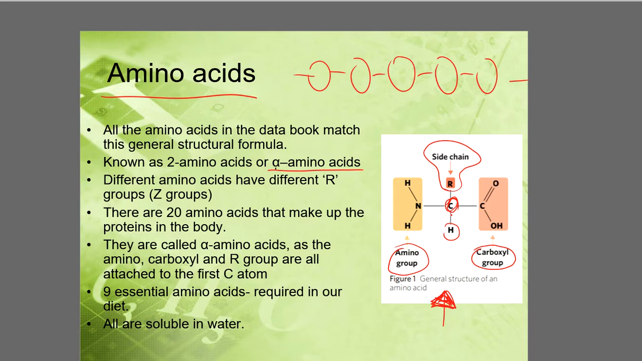Out of 20 of those, 9 are what we call essential and are required in our diet. And as you can probably see from the overall structure, we've got an amino group, which is polar, and a carboxylic group, which is also polar. So no matter what's on the side chain here, all of our amino acids are soluble in water. Okay, some will be more soluble depending on the side chain present, but they all are soluble. Because your amino group here and your carboxylic acid can form hydrogen bonds with water, they have the intermolecular forces required to dissolve within water.